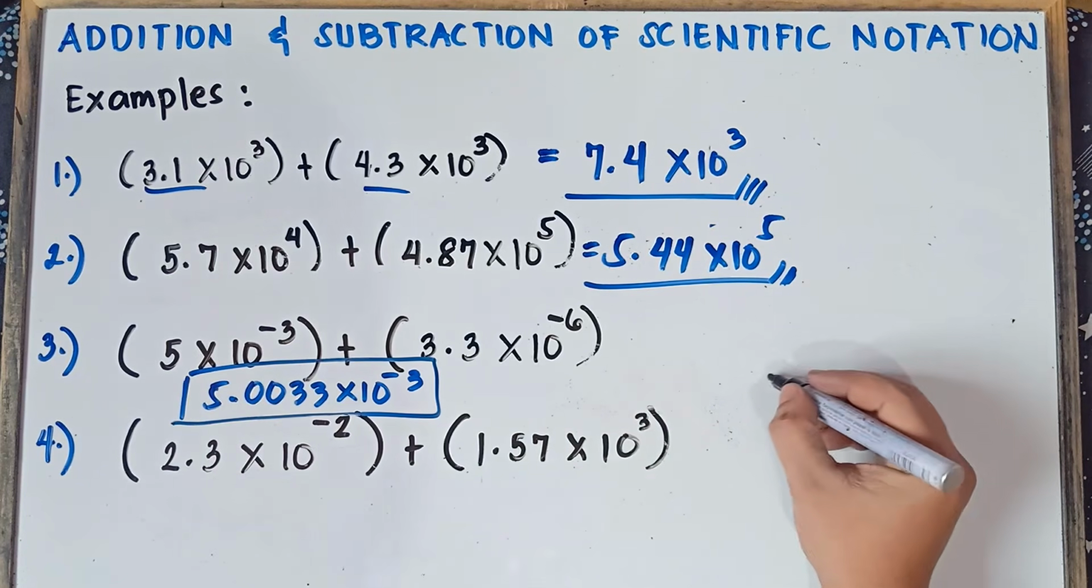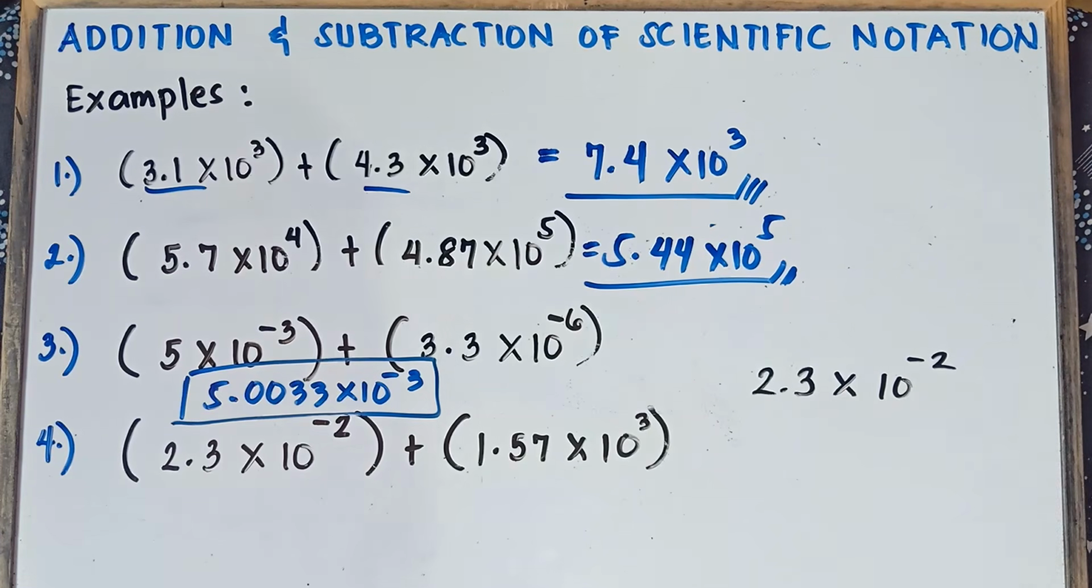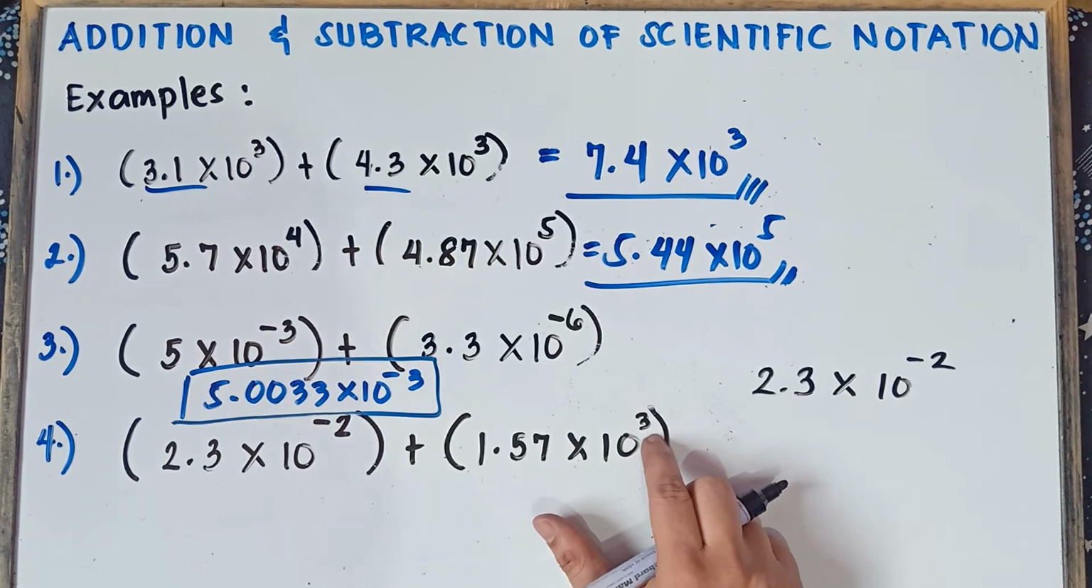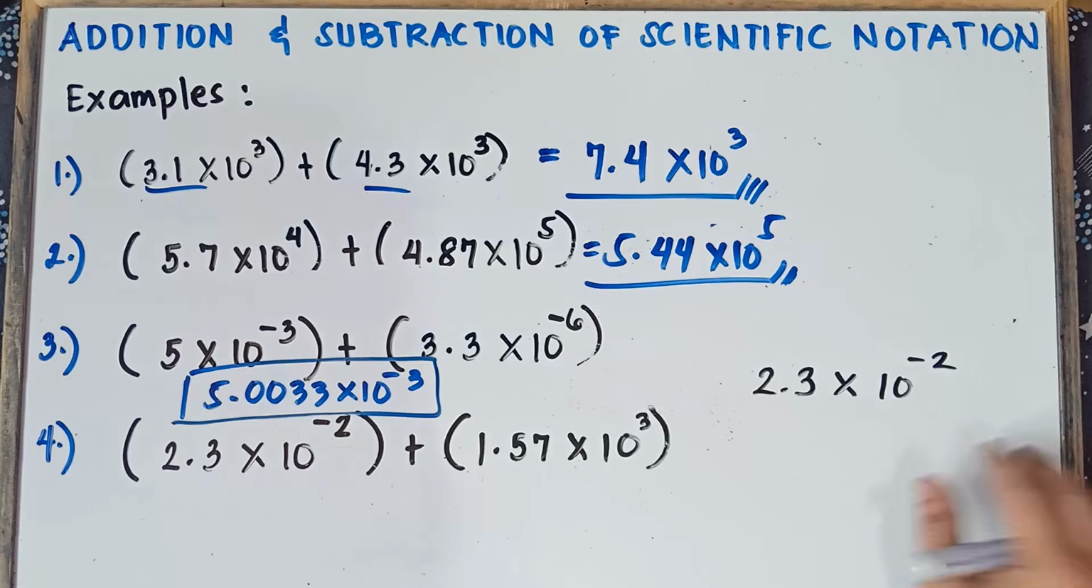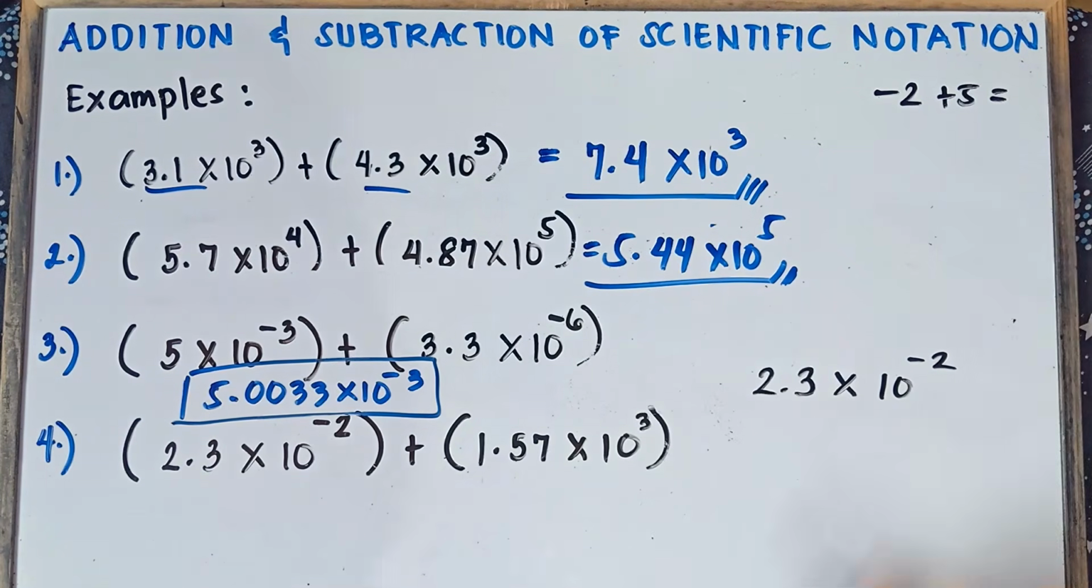So let me just copy this one, 2.3 times 10 raised to the power of negative 2. Now, how will you make this negative 2 become positive 3? Of course, we need to add 5, right? Because negative 2 plus 5, what's the answer, class? Negative 2 plus 5. That's correct. That would be positive 3, right?